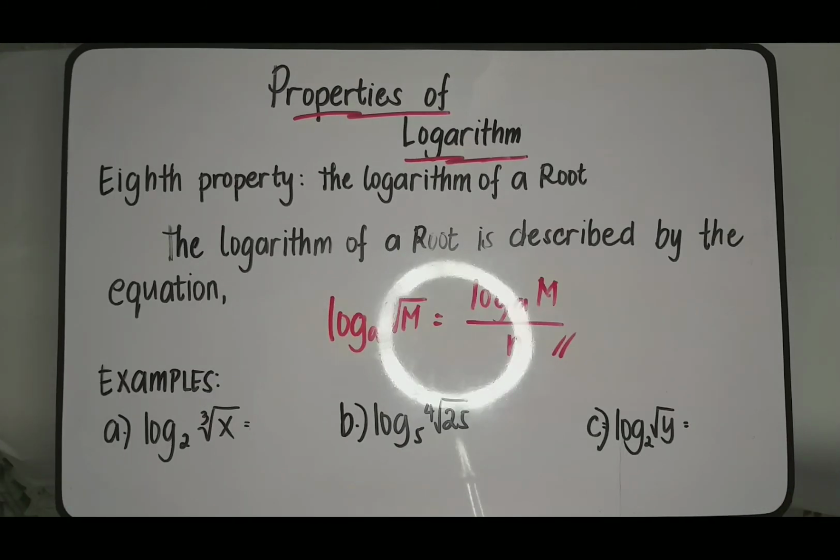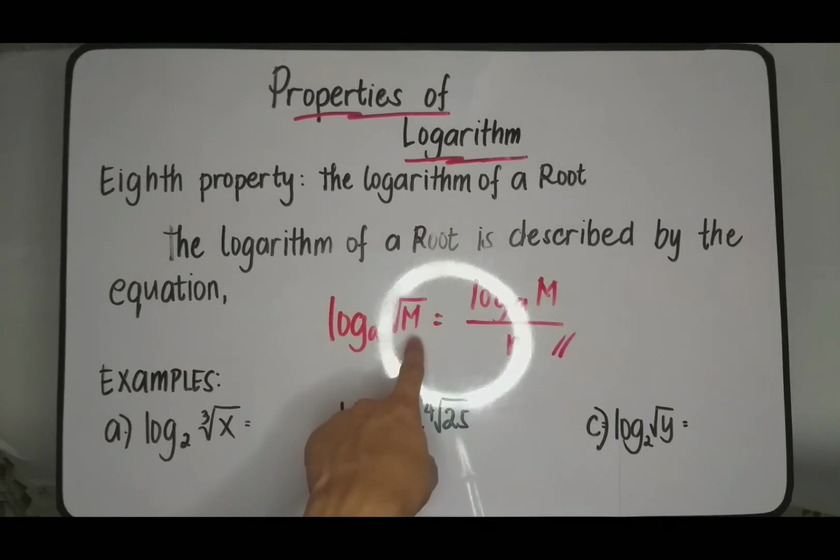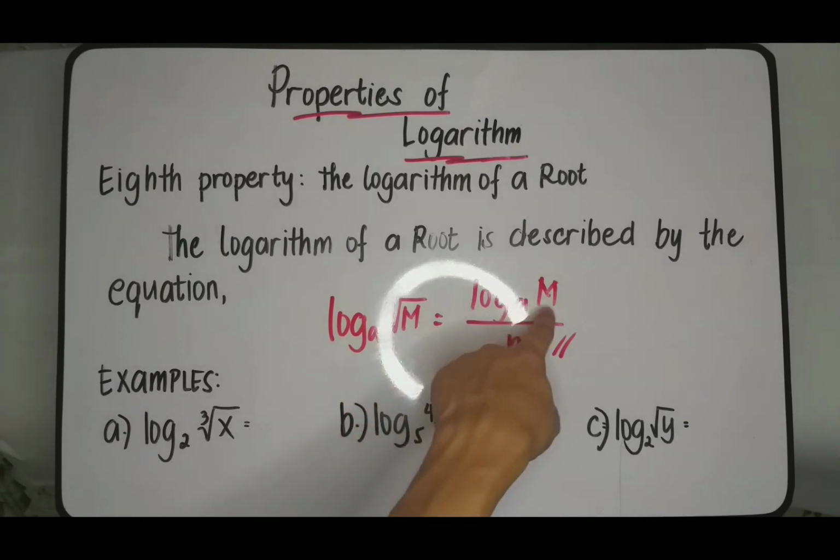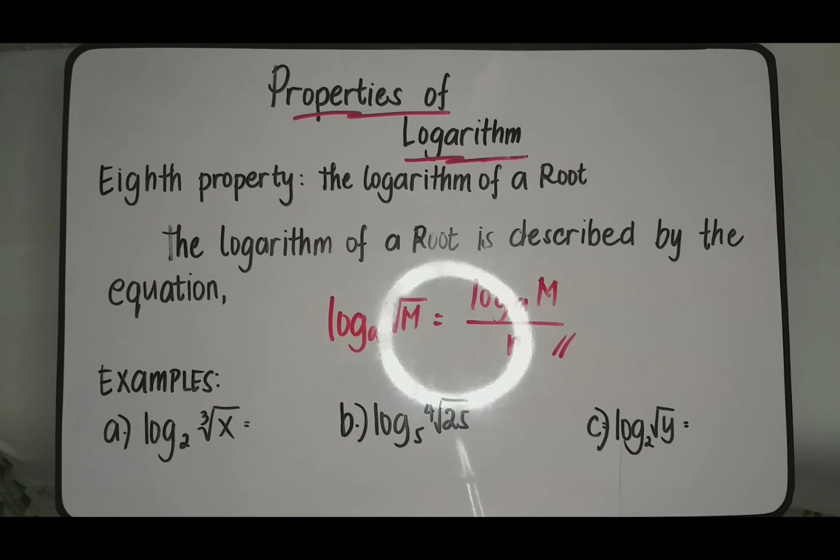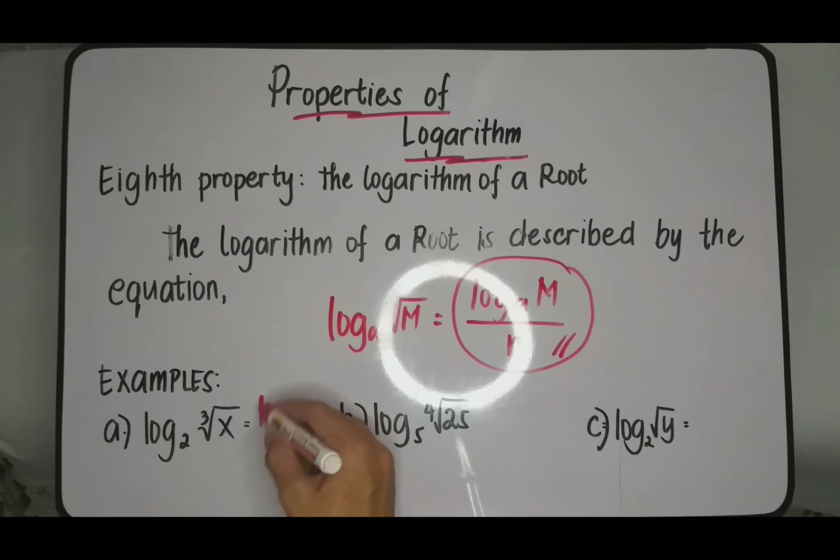And our last property, the eighth property, or the logarithm of a root. So the logarithm of a root is described by the equation. So logarithm of nth root of m to the base a equals logarithm of m to the base a all over n. So let's take some examples. So we have here logarithm of cube root of x to the base 2. So rewrite lang natin siya based on the equation. Okay, so logarithm of x to the base 2 all over 3. So the index of the radical sign, yun yung nasa denominator ng answer.